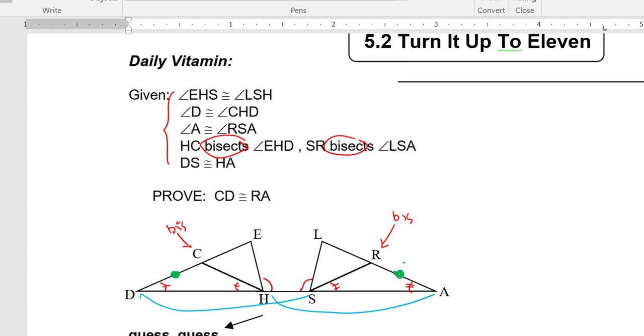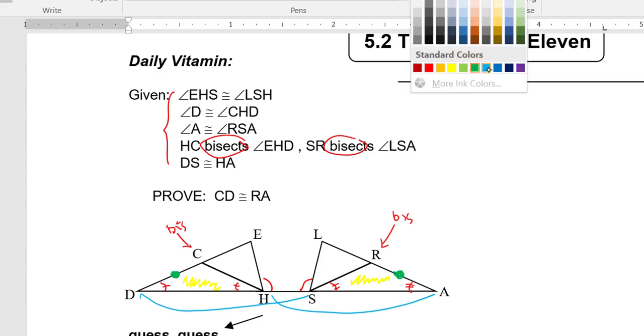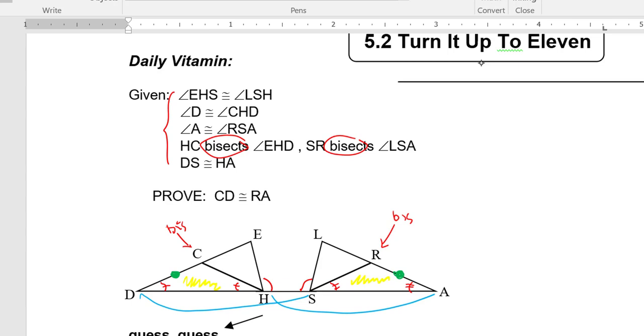So when I look at this, I'm thinking that probably I'm looking at these two triangles down here. Okay, so let's see if we can get those two triangles. If I get those two triangles, then I'm looking at CPCTC to get the green dots congruent to each other. So right off the bat, I know that this is congruent to this. That gives me one piece already. And because I know that these were congruent to each other, we know that the entire length here is congruent to this entire length right there.